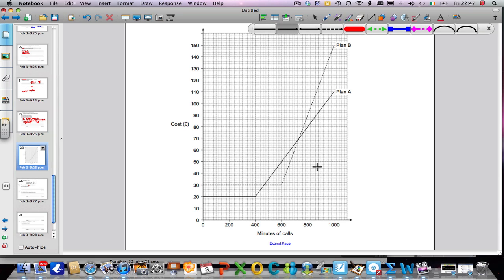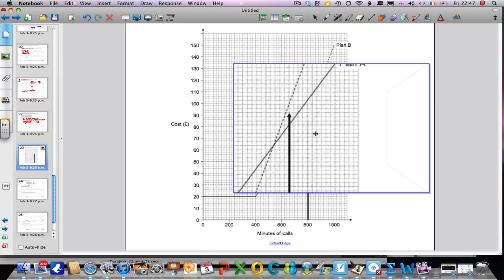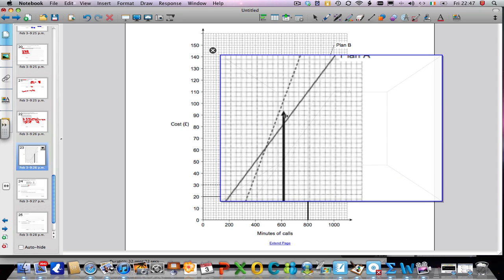Well, if you go to the 800 minutes, let's see what's going on at the 2 plans at 800 minutes. So I've drawn a straight line up from 800 minutes, and I want to see what's going on where it cuts the axis. So just zooming in there, hopefully you can clearly see that my straight line up cuts plan A before it cuts plan B.